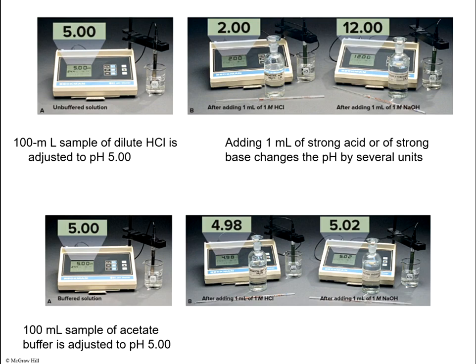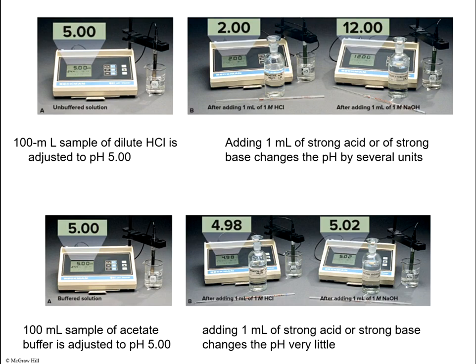Now we can do the same thing we did in the upper panel. We can add strong acid. So if we add 1 milliliter of strong acid, we see that the pH does drop, but rather than going from 5 down to 2, the pH drops from 5 down to only 4.98. And correspondingly, if we add 1 milliliter of strong base, the pH doesn't go all the way up to 12, it only goes up to 5.02. So the buffer modulates pH change by very large amounts.